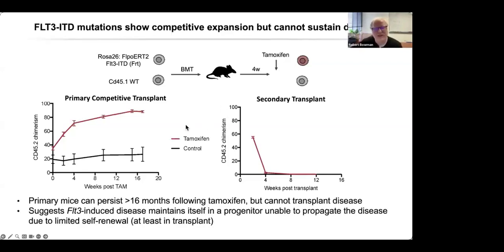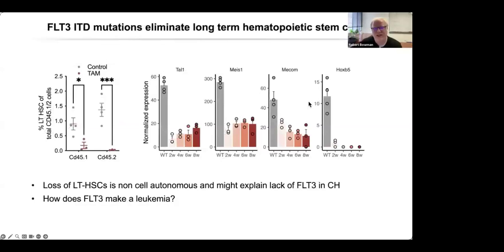So what we did was we crossed this mouse with other alleles, and along the way we started to understand why this FLT3 mouse is failing. Why is it not really giving rise to disease? We were able to pin this down to loss of specific transcription factors involved in hematopoietic regulation. So when you activate FLT3, you lose the expression of critical factors such as MECOM or EVI1, HOXB5, MEIS1, TAL1. All of these transcription factors seem to disappear.